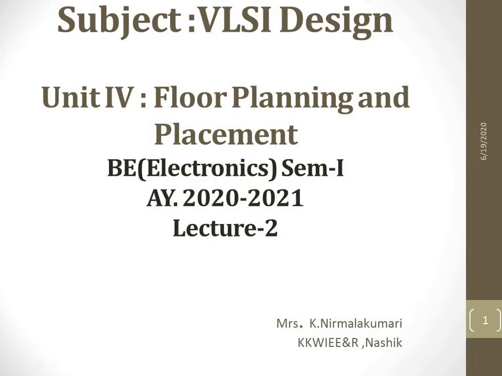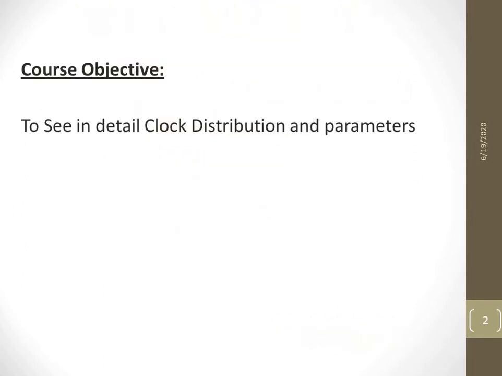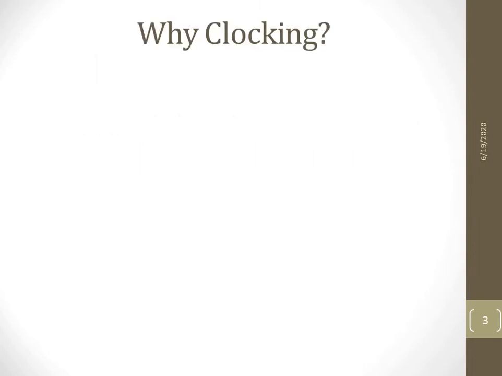In the previous video, we have seen about the floor planning and placement introduction. This is the fourth unit of VLSI design of BE Electronics course. So the second lecture what we are going to see, the objective of this video is to make you look in detail at clock distribution and parameters.